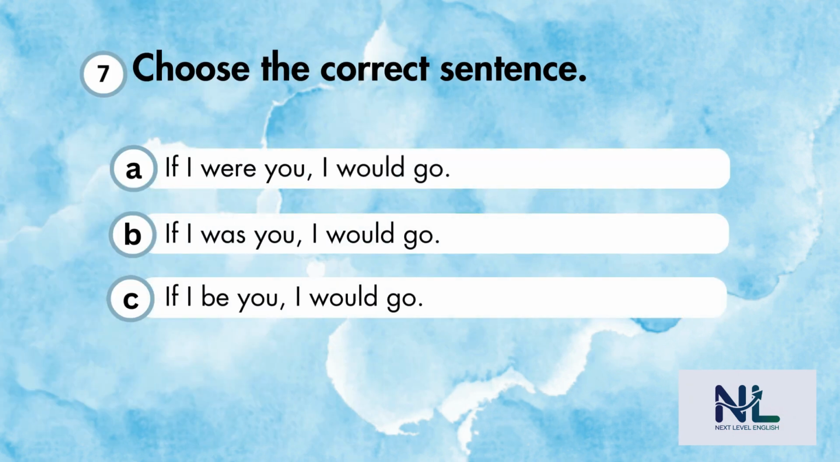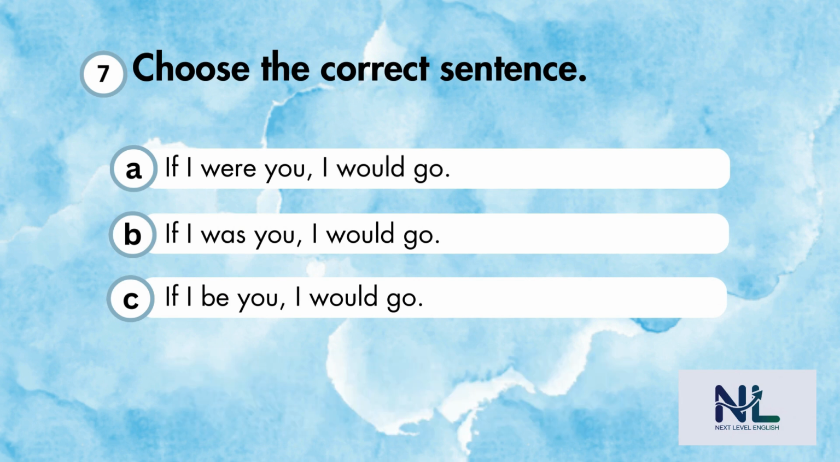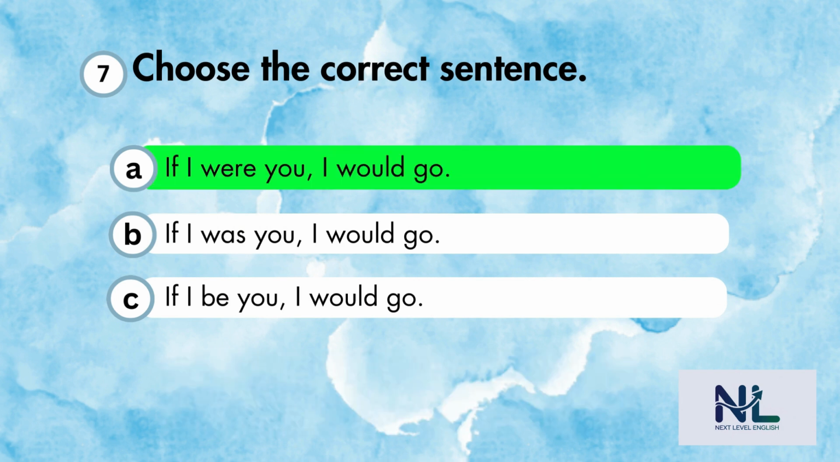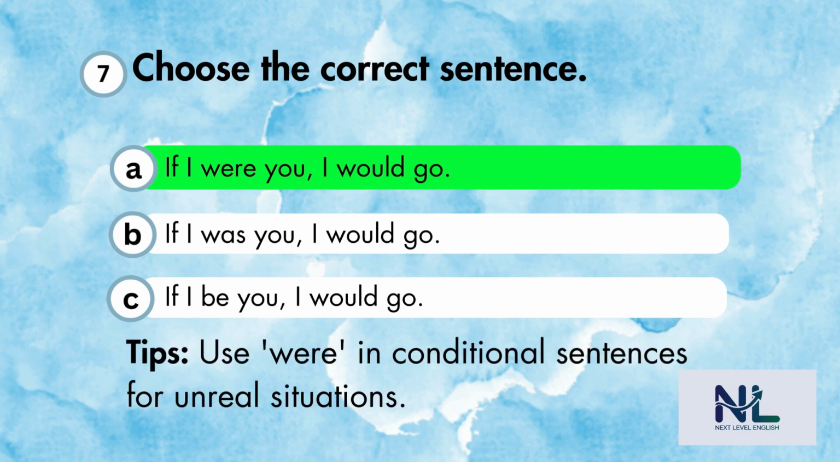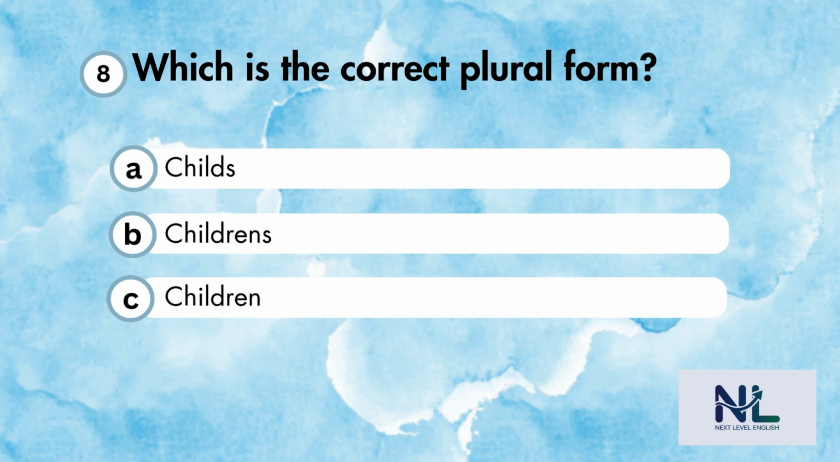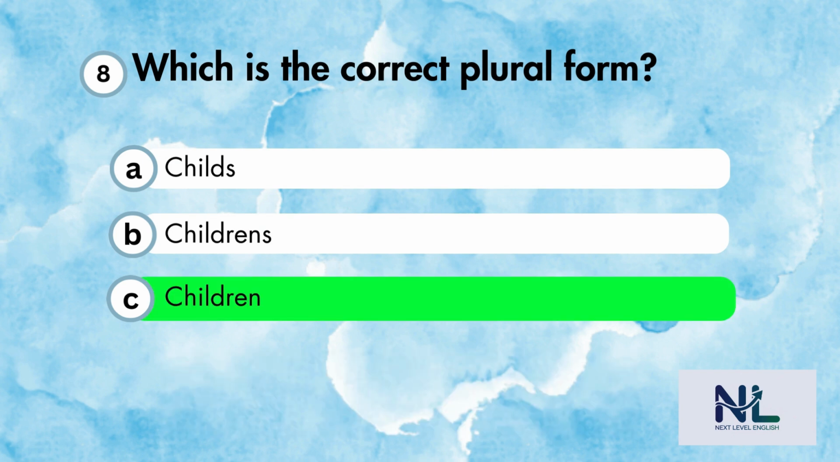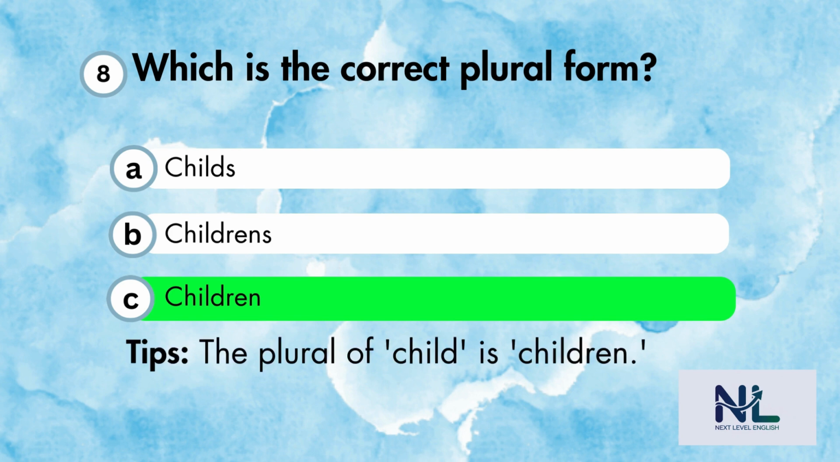7. Choose the correct sentence. If I were you, I would go. Tips: use were in conditional sentences for unreal situations. 8. Which is the correct plural form? Children. Tips: the plural of child is children.